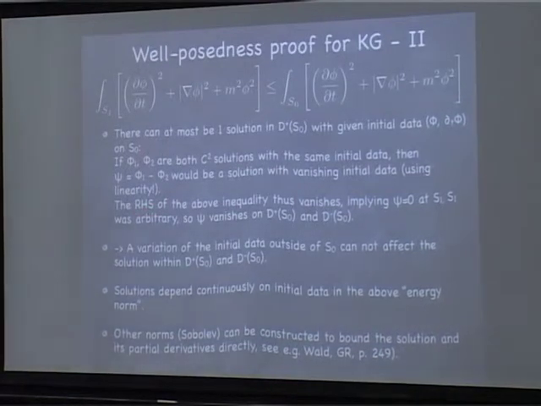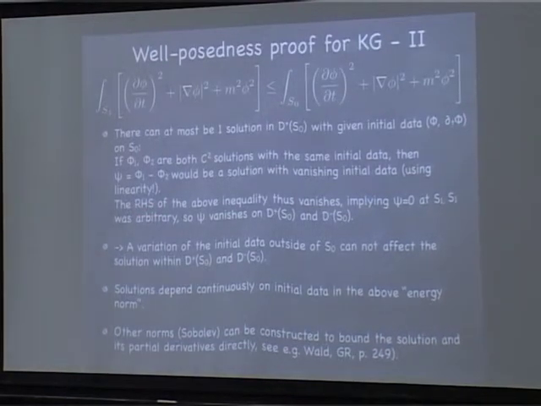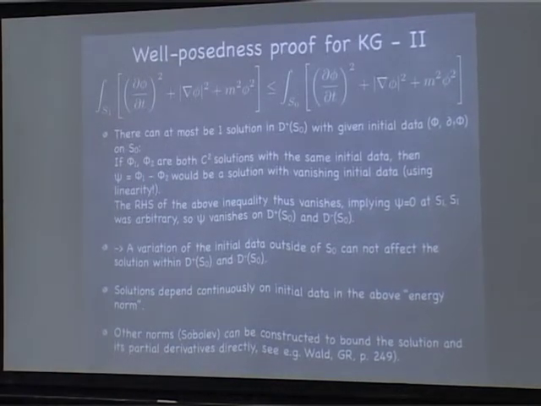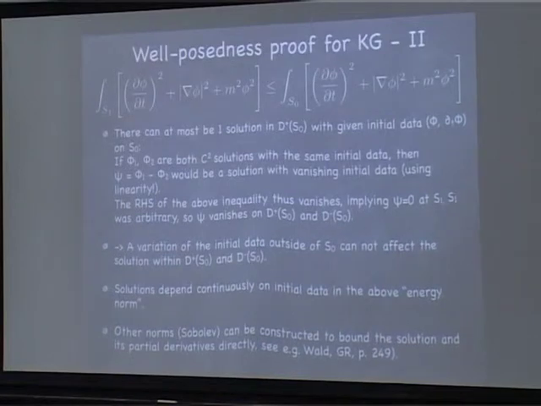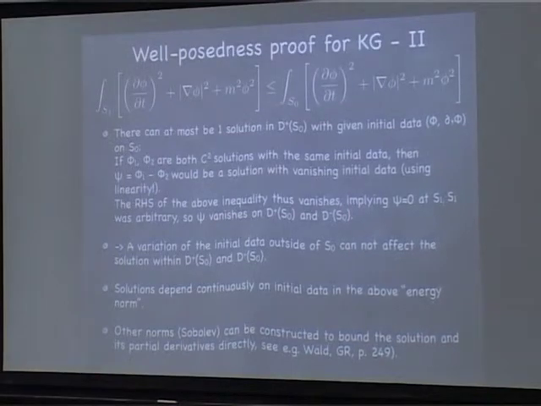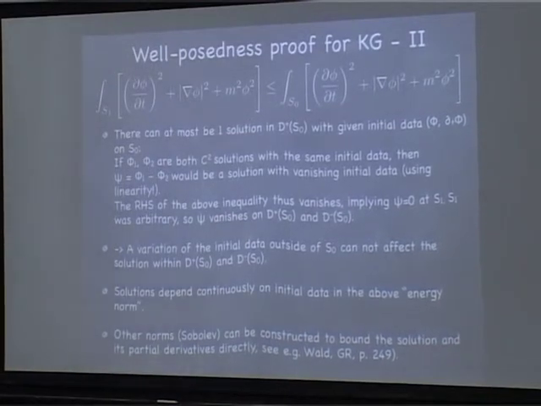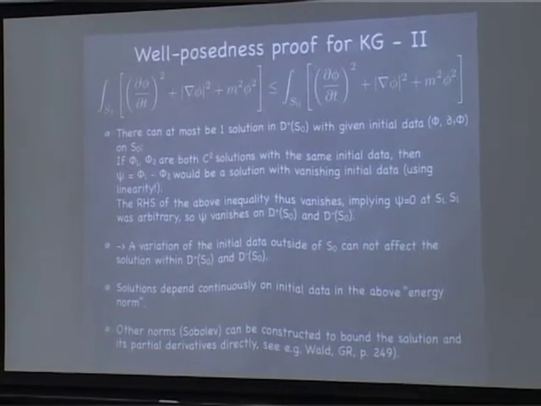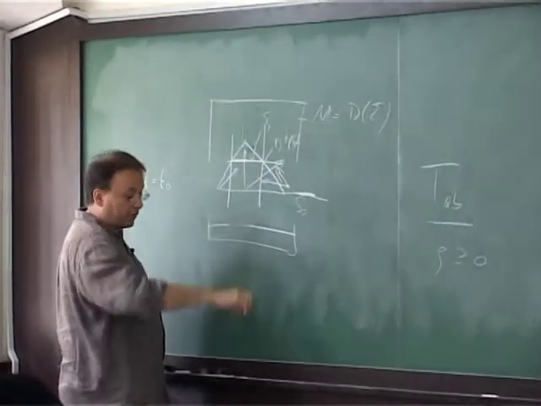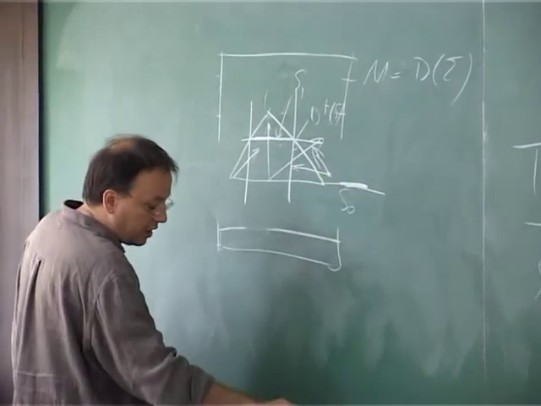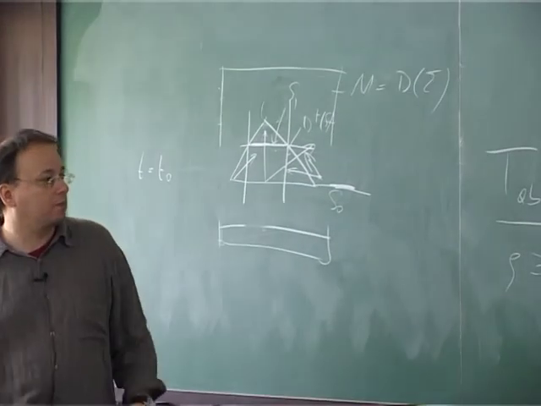By the same argument, we can say that if you vary the initial data outside of S0, so we have here our zero, S0, and we say, now we change the solution here, of course this cannot have any effect on what happens inside of the domain of dependence. And here we can see this because varying the solution here doesn't change the initial data here. So with the same argument of linearity, we have the same initial data, a unique solution, and varying the data doesn't change the solution here.